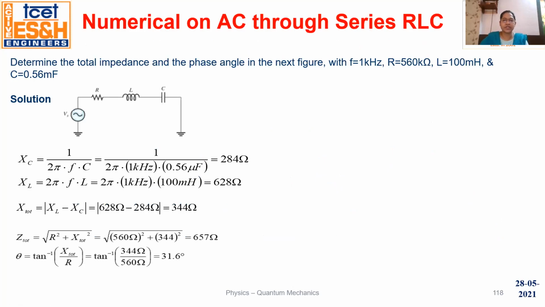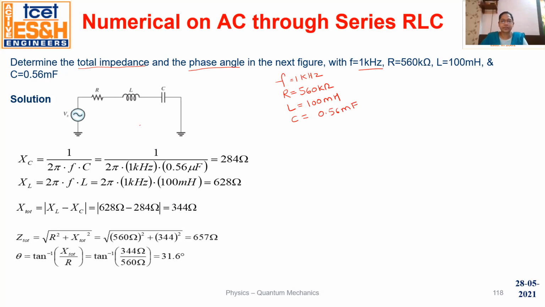Now, this is the circuit in which frequency is given. Determine the total impedance. In this circuit, we have to find the total impedance. Second, the phase angle, as shown in the figure, where F is given as 1 kilohertz. F is equal to 1 kilohertz, R is equal to 560 ohm, and L is equal to 100 millihenry. These quantities are given, and C is also given, 0.56 microfarad.